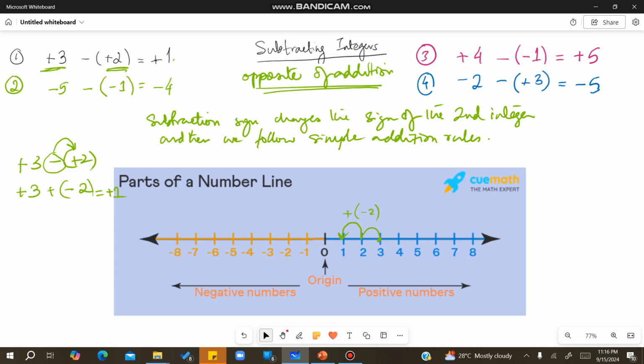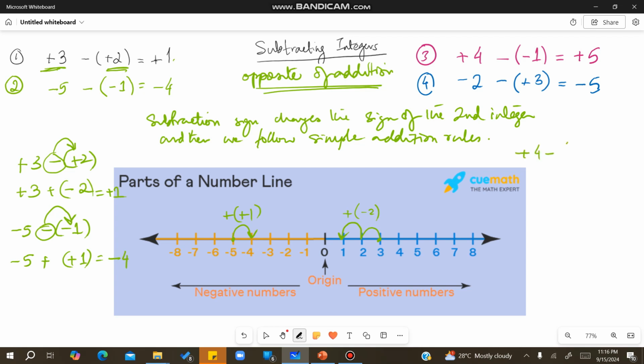Let's look at the second example. Second example says minus 5 minus a minus 1. Now this subtraction sign is going to change this minus and it's going to become a plus sign. Minus 5 plus a positive 1. So where are we? We are on minus 5 and we're going to jump a positive 1 this way and we land at -4. All right.